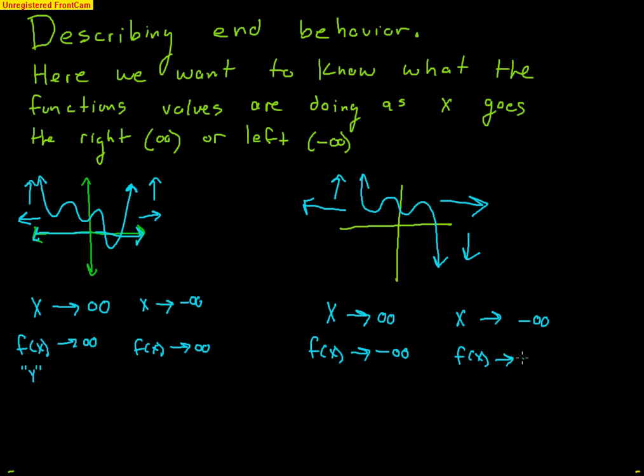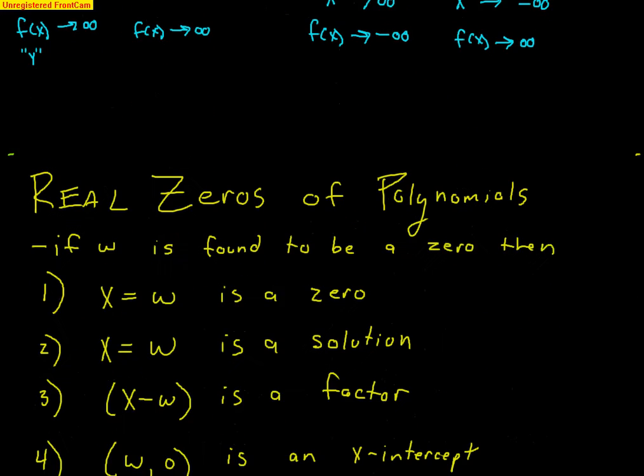Note that when the degree is even, both ends are doing the same thing. When it's odd, one end is going up and one is going down, and it all depends upon that leading coefficient. We call that end behavior, so make sure you understand that.